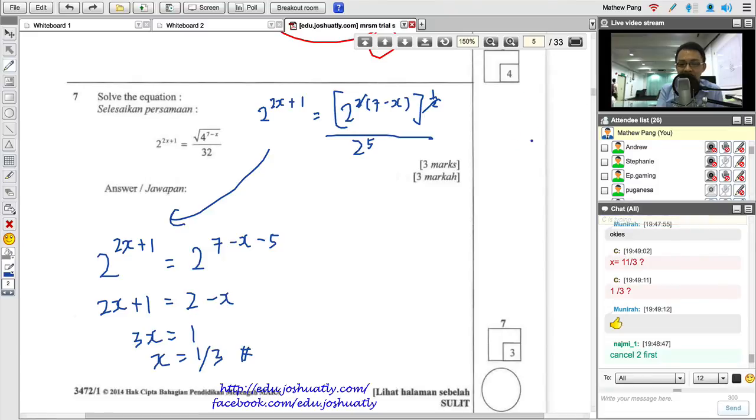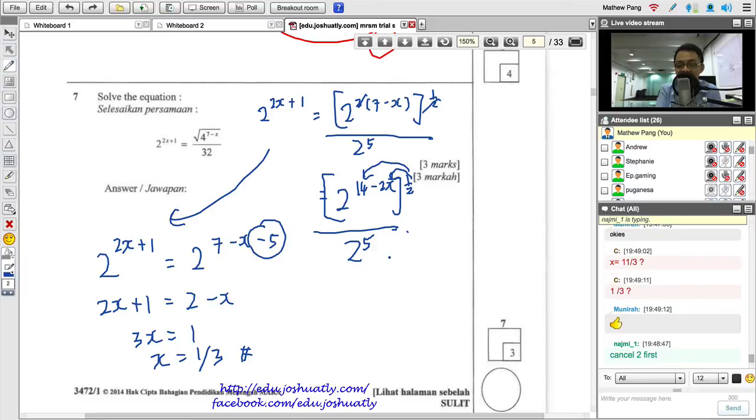You can cancel 2 first, or you can actually multiply in. If I do not want to cancel 2, for this part, I will get 2 power of 14 minus 2x. And then the whole thing multiplied by 1 over 2 power 5. Then this one, you multiply in for both, you still get 7 minus x, isn't it? So it's the same thing. So you can straight away cancel the 2, or you can expand, then cancel after that. Both are fine. But the key point is you must get the idea of minus 5 here, because we divide 2 power 5. Alright, I hope I do answer the question for Nazmi.